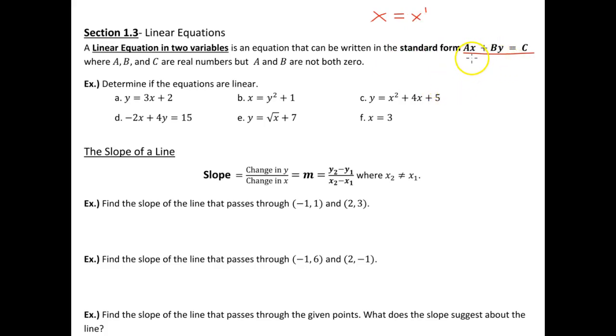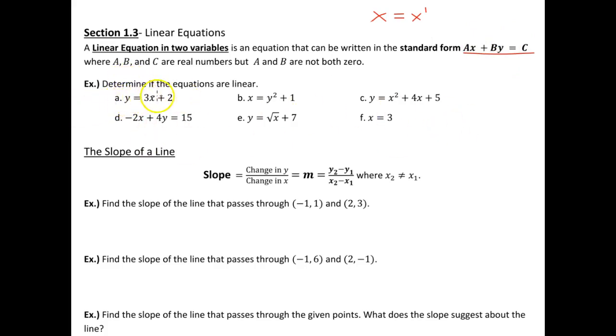So there should be only 2 variables. There could be 1, right? Because a could be 0, and that would only leave a y. Or b could be 0, and that would only leave an x. They can't both be 0, so there must be a variable, and only 2 of them to the first degree. So let's go through these examples here.